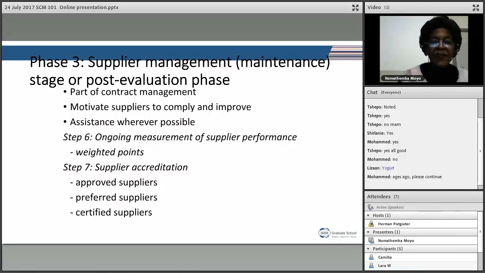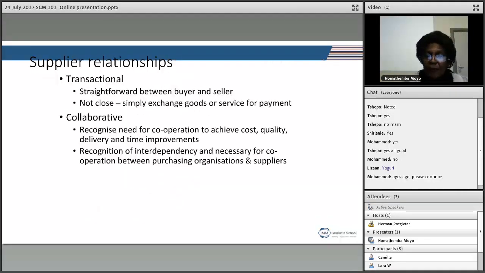supplier measures. Step 7, now you give them accreditation. You say, how do we accredit them? We have approved suppliers, we have preferred suppliers, we have certified suppliers.